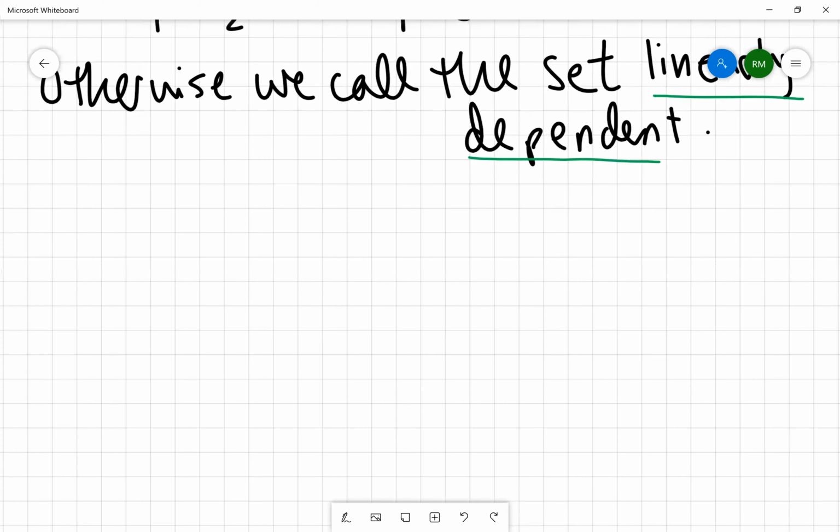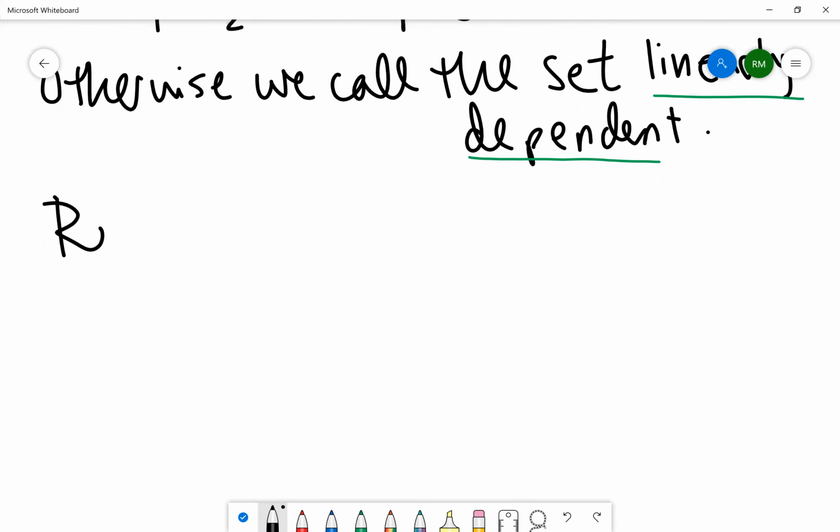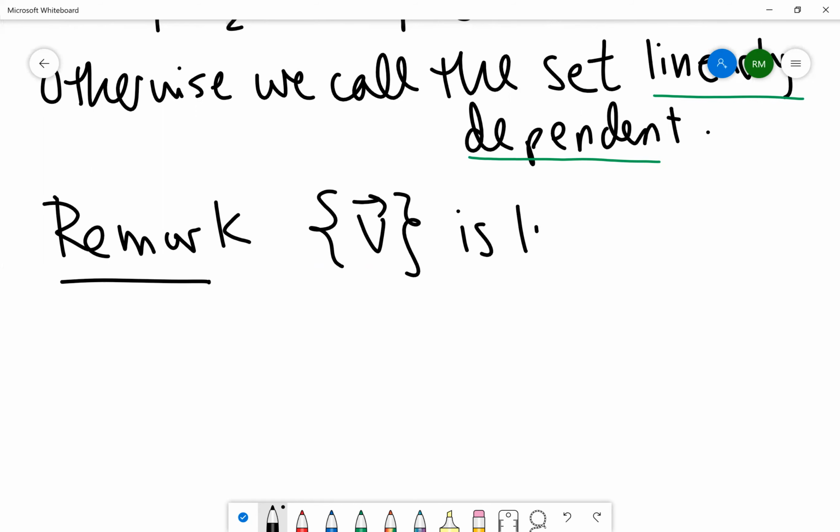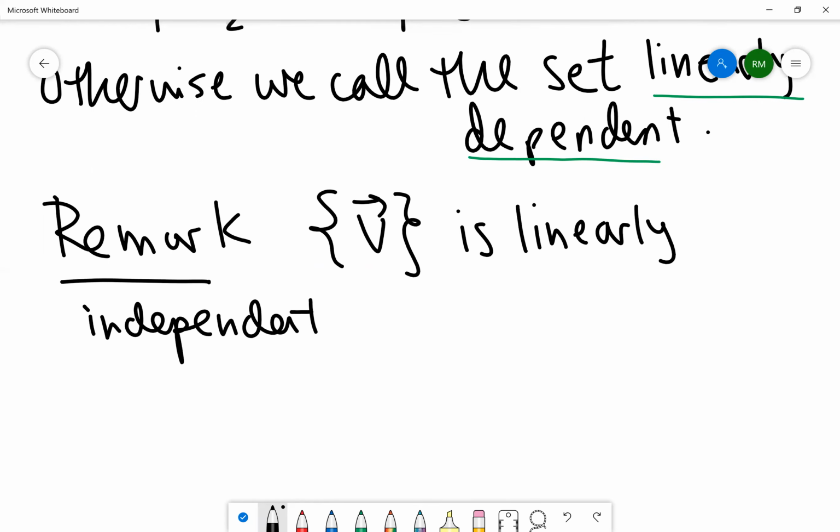So, a quick remark: if all you have is a single vector, the set is linearly independent if the vector is non-zero. So if I have a set of only one vector, that set is linearly independent if and only if the vector is not 0. Okay, so let's look at some vector spaces that you might not be as familiar with.